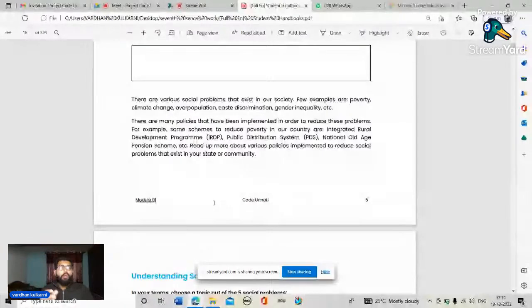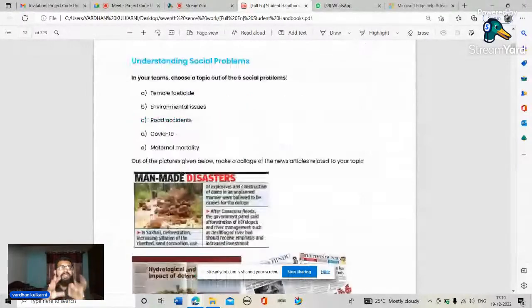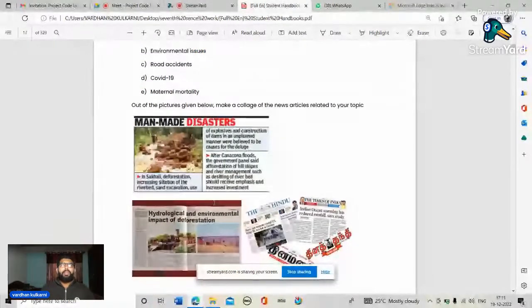As we go on, you should read up on the variety of policies implemented to reduce social problems that exist in our state or community. Now let's see how to understand social problems. If you are in teams, you choose a topic from these five social problems: female foeticide, environmental issues, road accidents, COVID-19, maternal mortality. These are a few social problems which are trending nowadays. So what are man-made disasters?